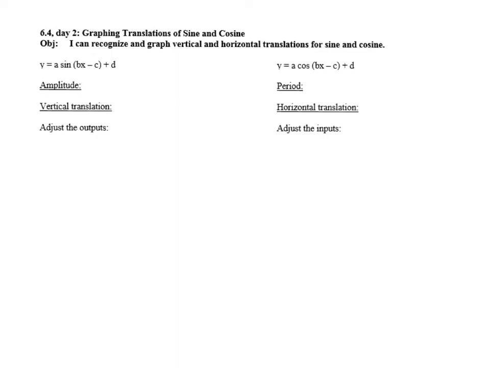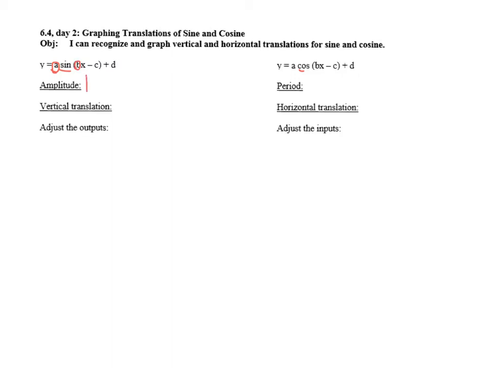6.4 Day 2 still works with graphing sine and cosine functions and will still have a and b that will stretch and compress vertically and horizontally. Now we'll do some translating left and right and up and down by changing values within our equation. Again, like I said, we're still going to have sine and cosine. And we'll look at amplitude and period of the function with the a and the b value.